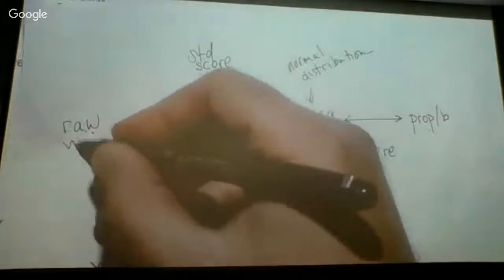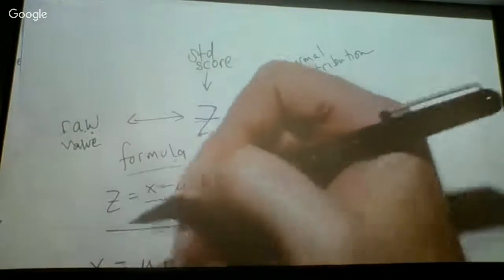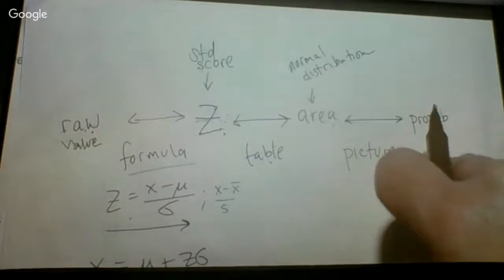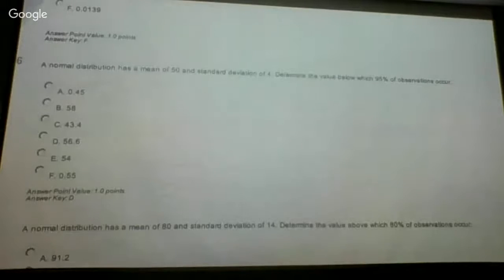Here, that's our destination. We need to determine the value. We better have been given some sort of proportion or probability in this problem. Are we given a proportion or probability in this problem? Joe, what's the proportion? 95%. Yeah. The value below which 95% of observations occur is also known as the 95th percentile.